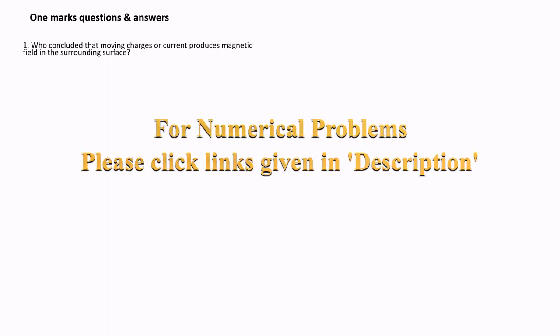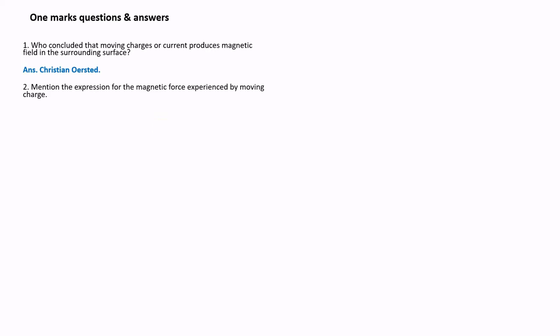1 mark questions. Question number 1. Who concluded that moving charges or current produces magnetic field in the surrounding space? Answer. Christian Oersted. Question number 2. Mention the expression for magnetic force experienced by a moving charge. The force is given by F is equal to qvB sin theta.